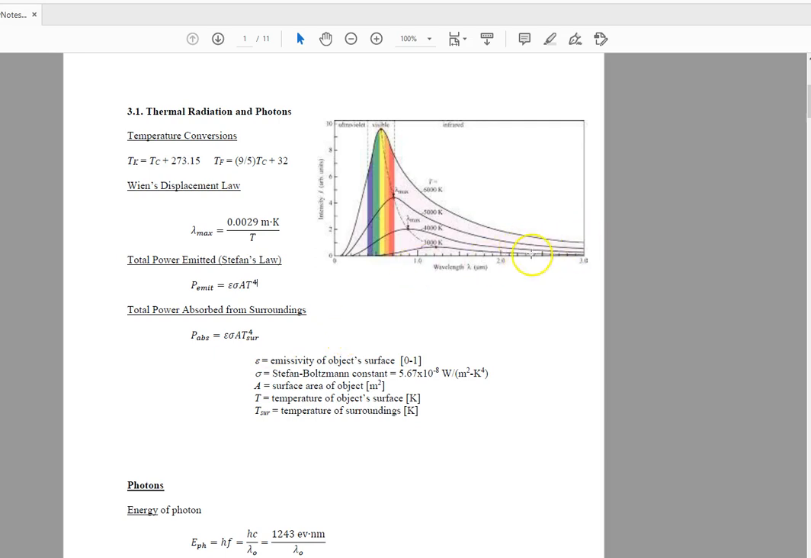Historically, people were able to get these thermal radiation spectra, and they were able to formulate these equations right here empirically. There's a lot of talking in this video, not too many formulas, but I promise I'll try not to blab too much.